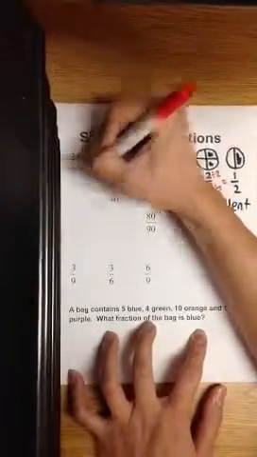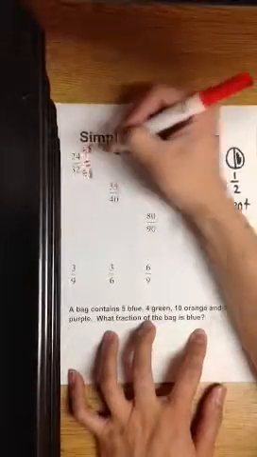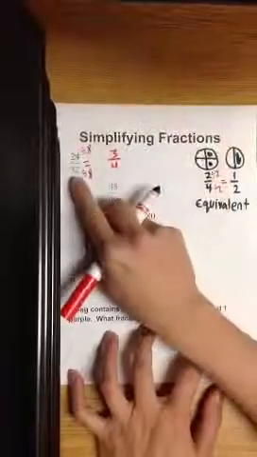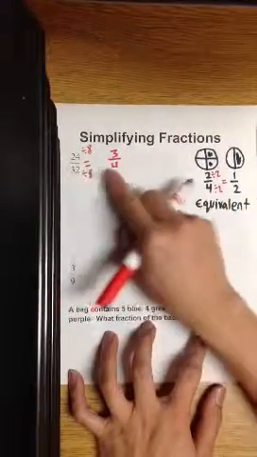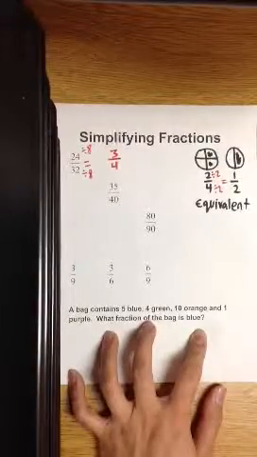So, what is the greatest factor that goes into 24 and 32? 8. 24 divided by 8 is 3. 32 divided by 8 is 4. 24/32 is the same as or equivalent to 3/4.